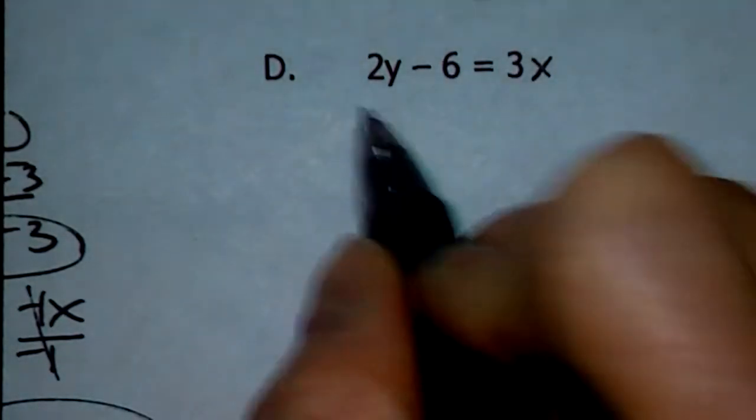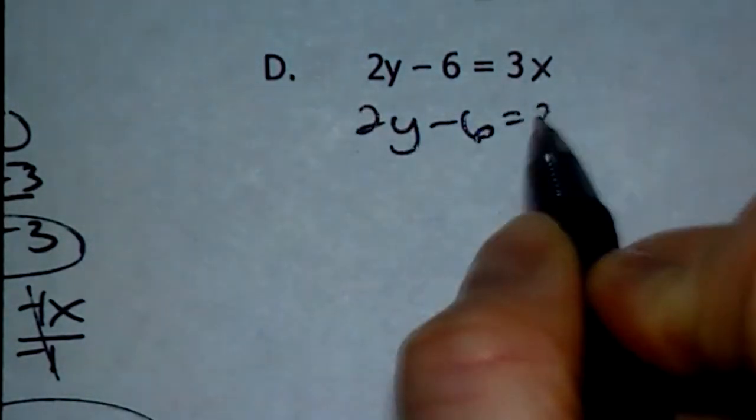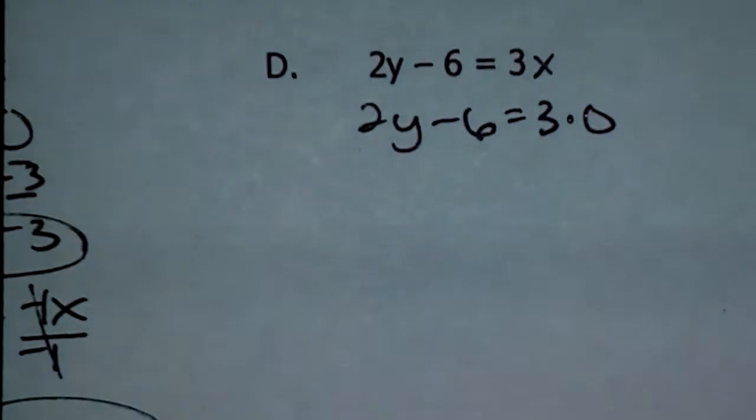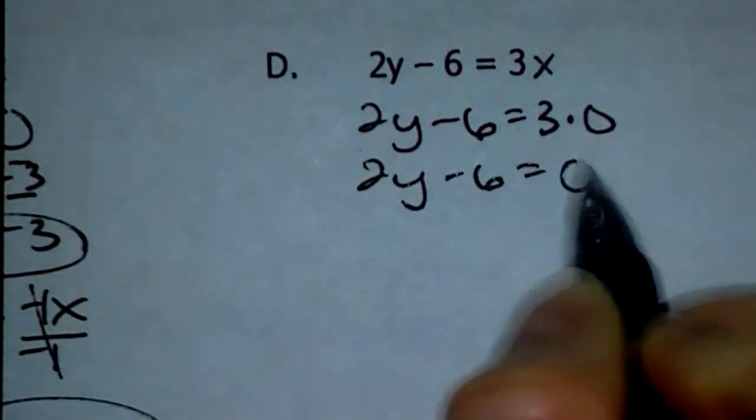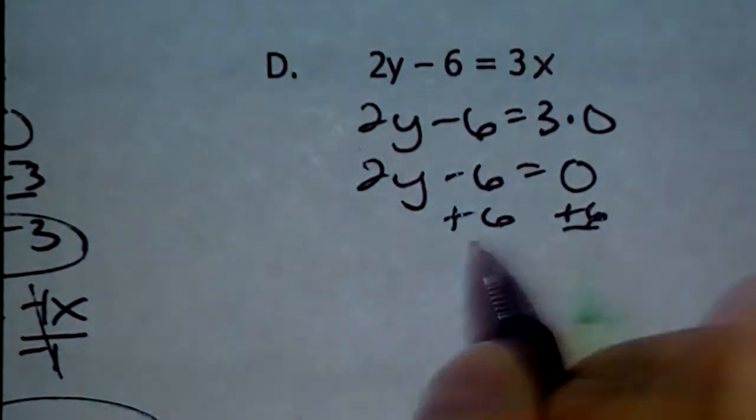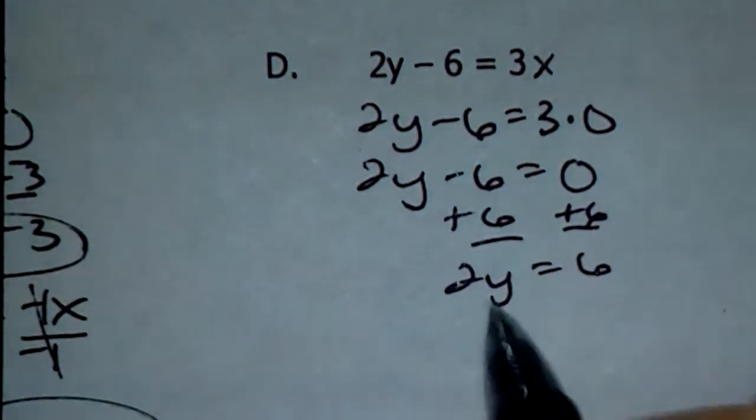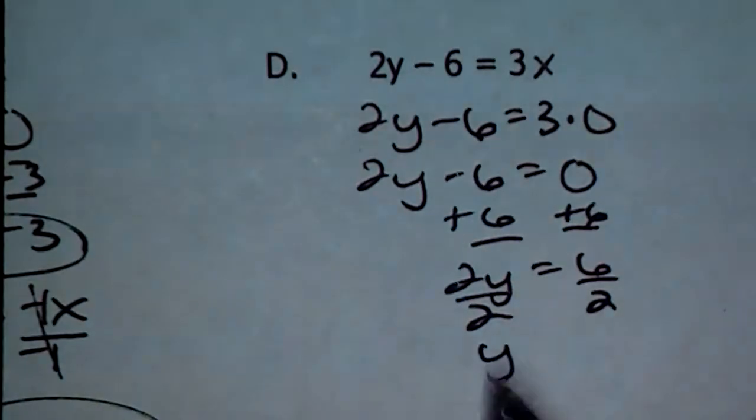Why not? So 2y minus 6 equals 3 times 0. So 0 in for x gives me the y-intercept, right? 2y minus 6 equals 0. We can add our 6. 2y is 6, divide by 2, and the y-intercept of this would be 3.